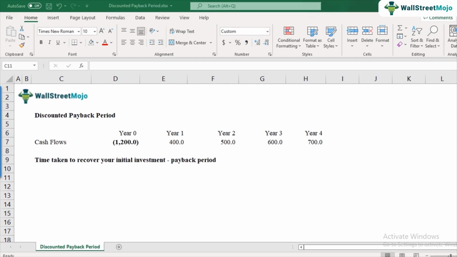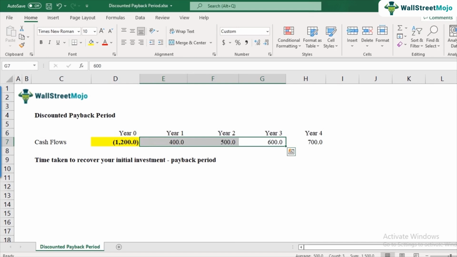Now, what is the initial investment? The initial investment is nothing but $1,200, and we would like to see how much time it takes to recover it. If you look at the example here, in the first year you recover $400, another $500 in year 2, so you have recovered $900 by the end of year 2. But what about year 3? If you add this up again, that would be $1,500. So you have recovered more than your $1,200. So ideally, your payback period should come between year 2 and year 3.